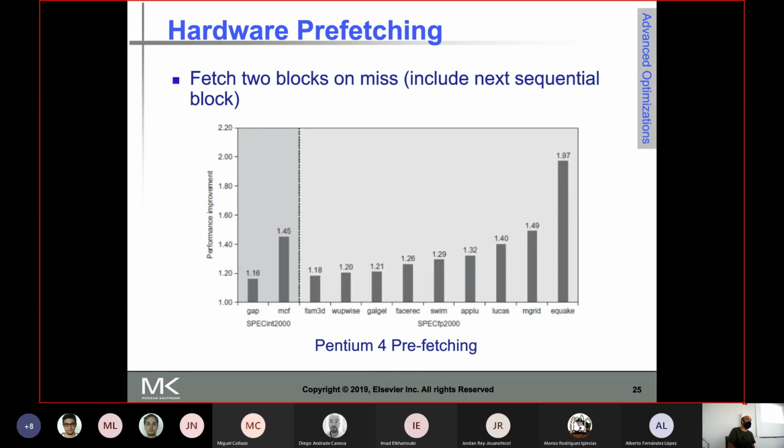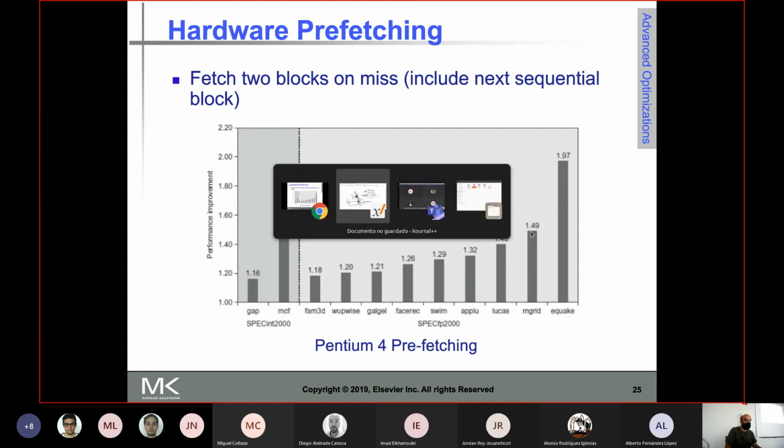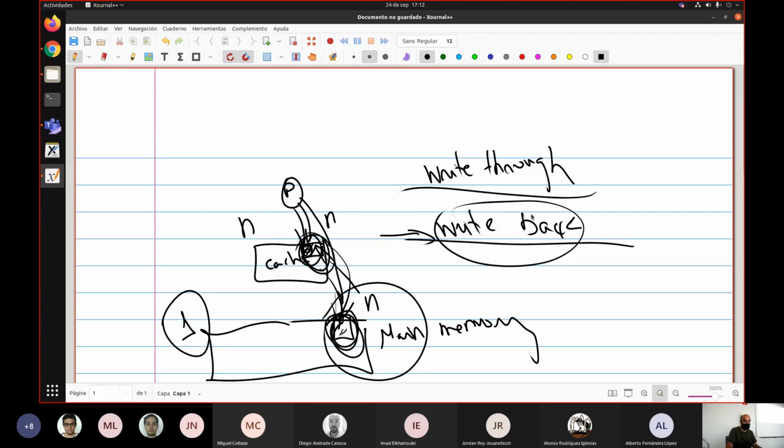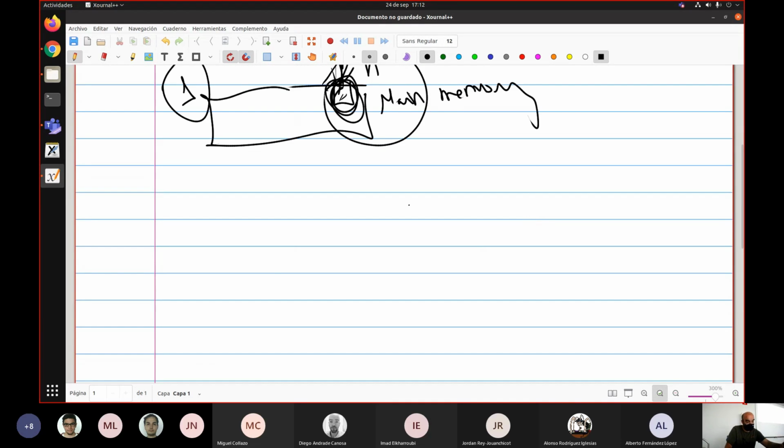Imagine that I'm accessing array A sequentially, and I start with position 0, 1, 2, 3, 4, and so on. Okay. So the processor is going to be able to detect automatically an access pattern like this, and guess that in the future you are going to need A5, A6, A7, A8, A9, etc.